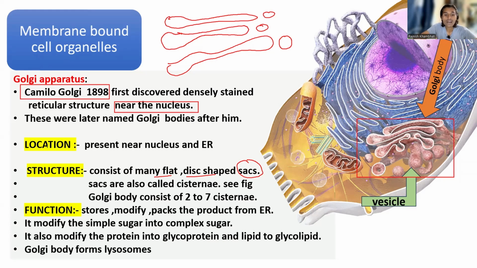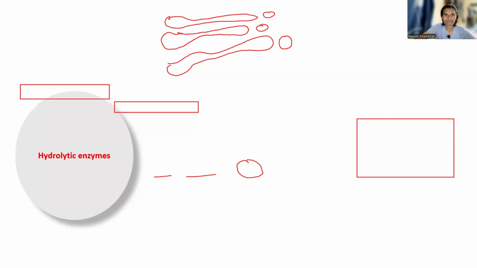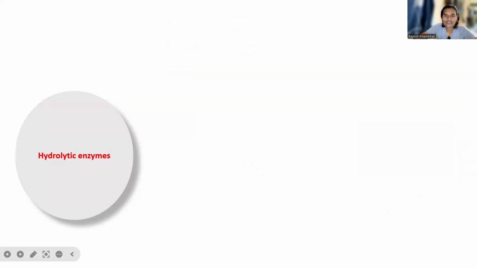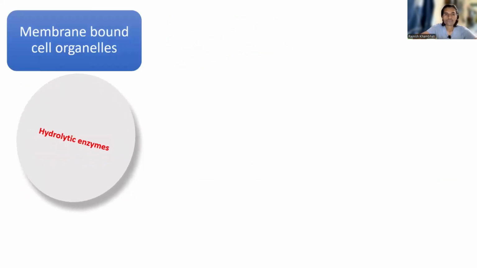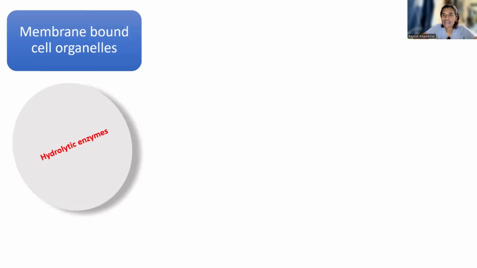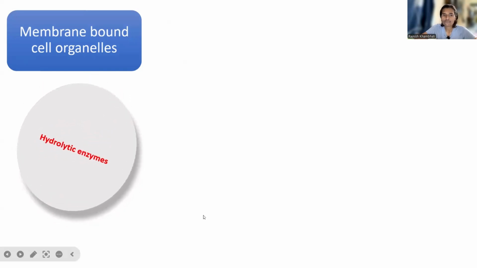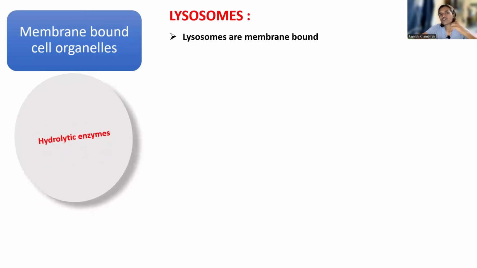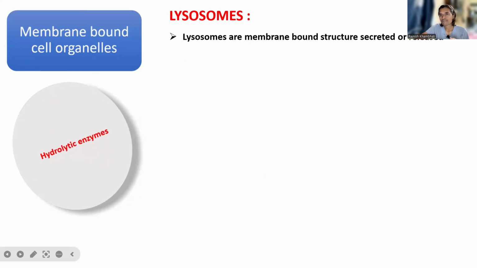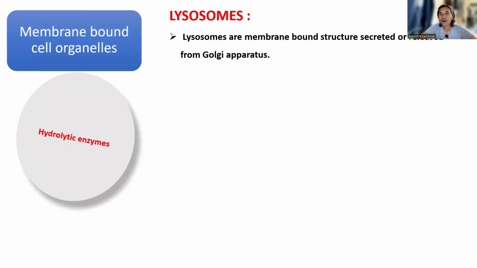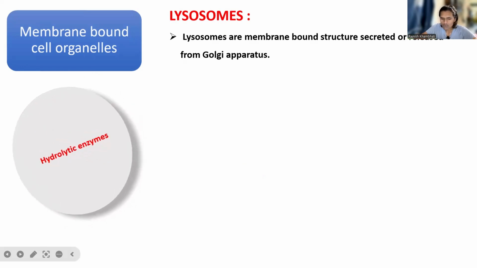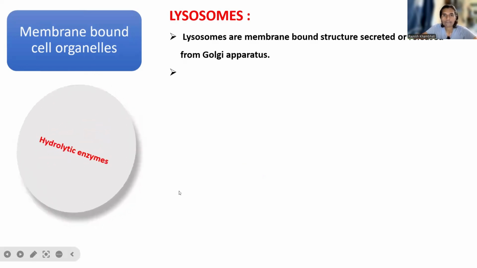And the Golgi body forms lysosomes. Okay, lysosome is made by the Golgi body. Let me clear the drawing. This is the next structure called lysosome. So what is lysosome? Lysosome is again a membrane bound structure, because it is made up of membrane. Lysosomes are membrane bound structures secreted or released from the Golgi body, because the Golgi body is the maker of them.